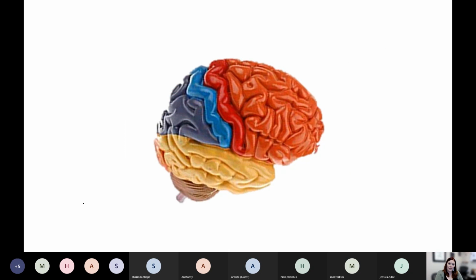When we talk about the lobes of the brain, or when we talk about the cerebrum in general, there's a couple of words that help us to describe its appearance. So the brain is bumpy. That's because it has ridges that are called gyri. I'll put that in the chat for us here. One of them is called a gyrus.